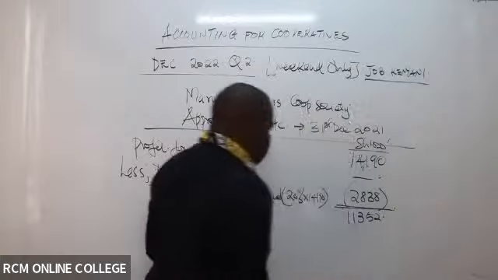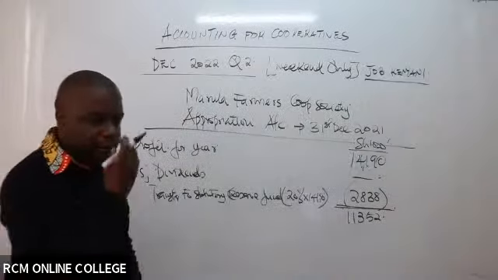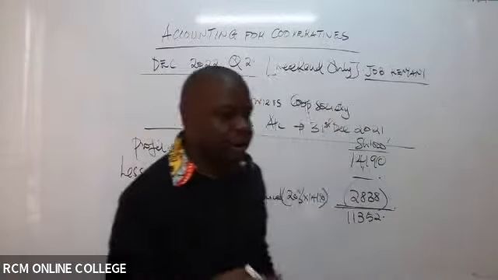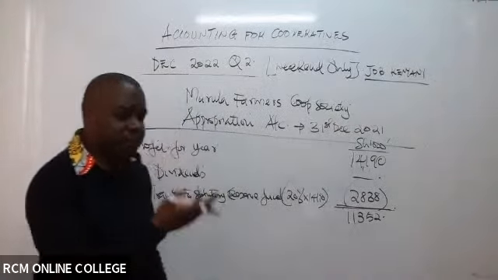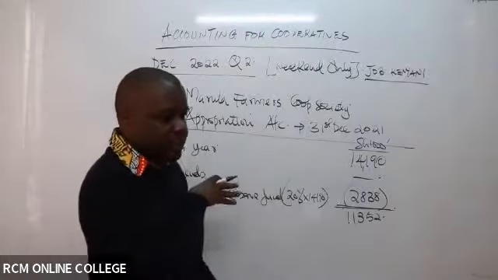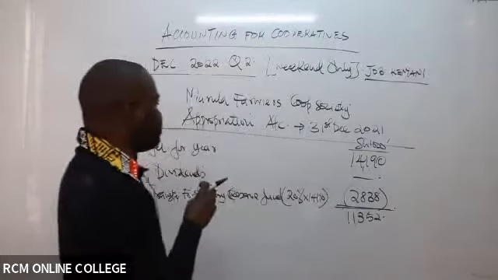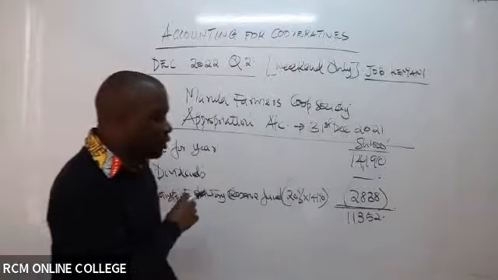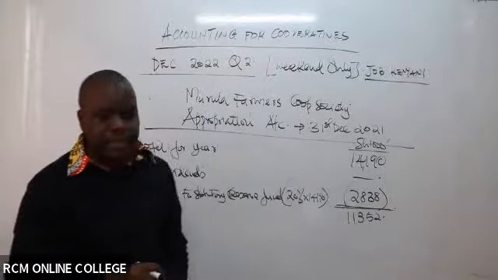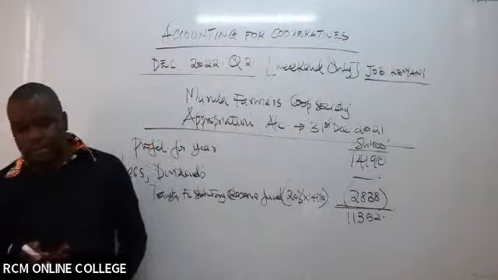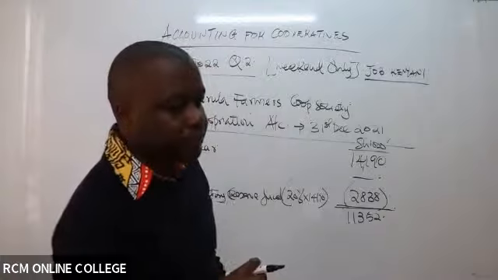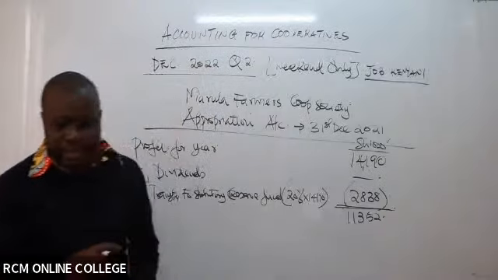Now remember, if you look at our trial balance, there were profits that were carried forward from the previous year. So there were profits retained from the previous year. How much were they? Someone is saying 13,740.